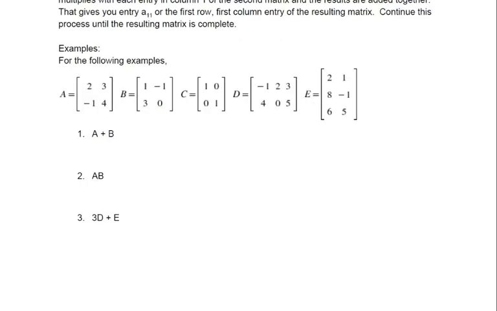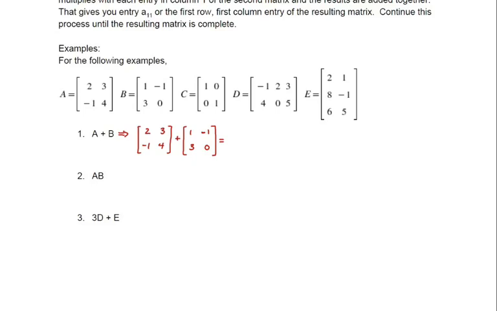So for the examples we're going to look at, we're just going to identify a few different matrices. The matrices A, B, C, D, and E are defined this way, and we want to just perform these operations we talked about: adding, subtracting, multiplying. So first example, we want to take matrix A and add it to matrix B. So what I'm going to do is write them. So matrix A added to matrix B.